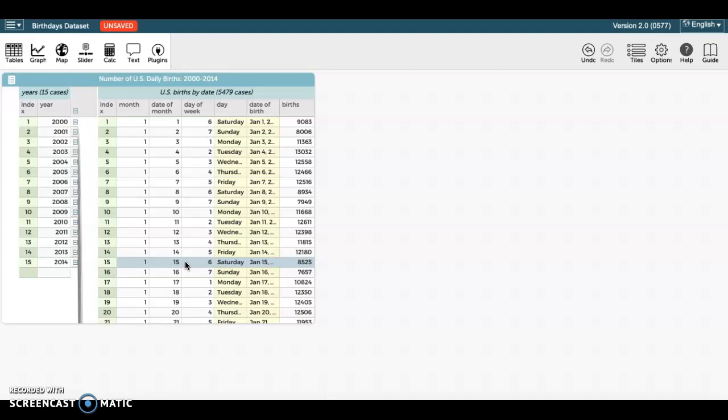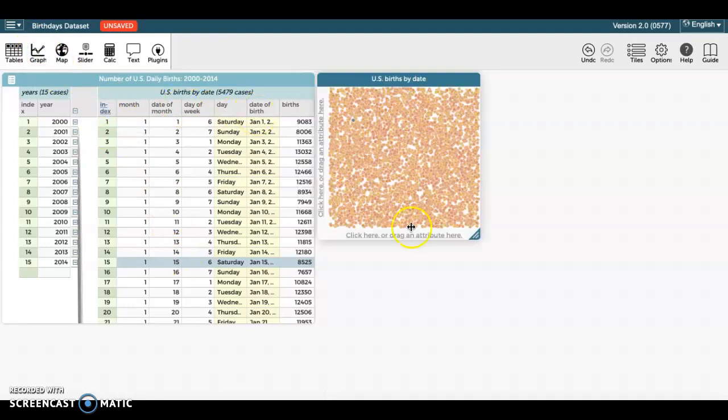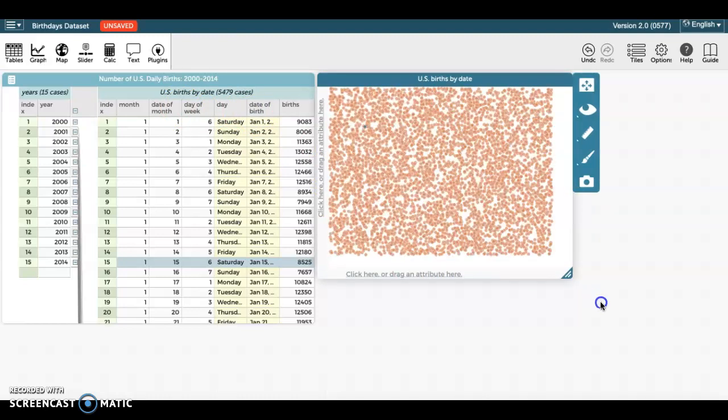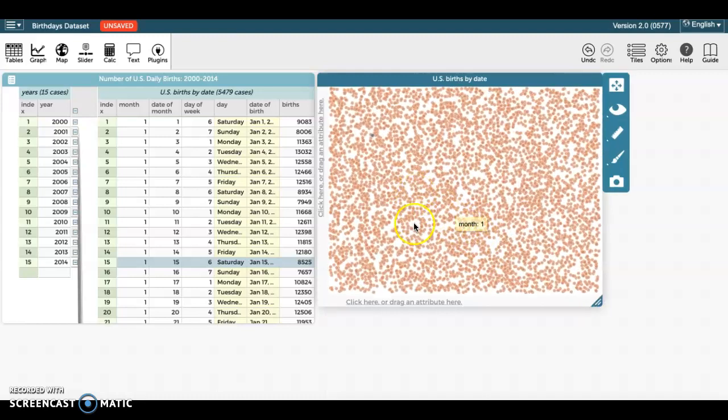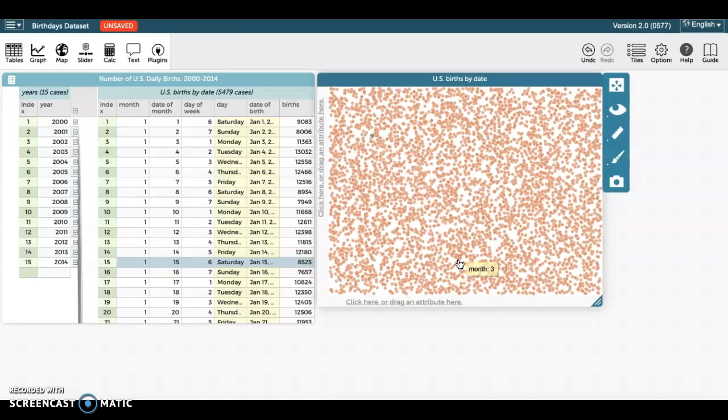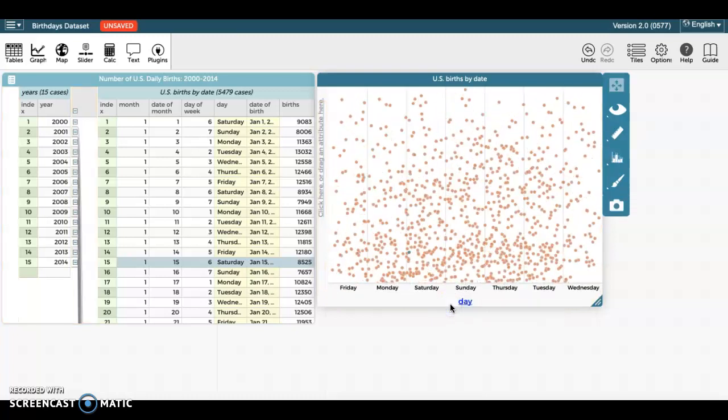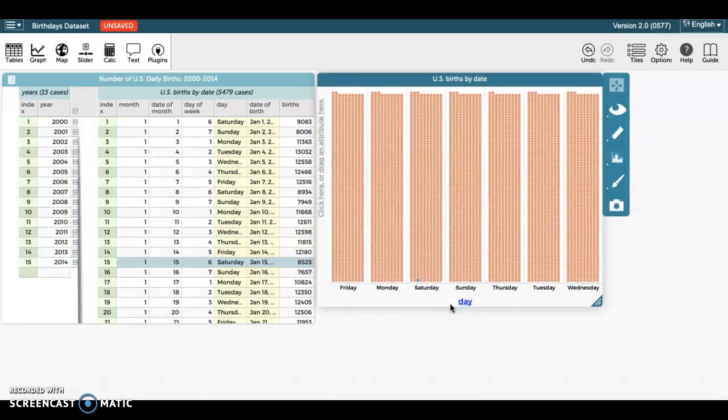So the first question is, describe the distribution of the number of births per day. What factors do you think impact the shape of the distribution? So to answer this question, I'm going to get a graph going. All of those little dots that you see on the screen are the data plots. So I'm going to move the day to the bottom so that we can make some plots out of these, so we can better understand what the question is asking us.